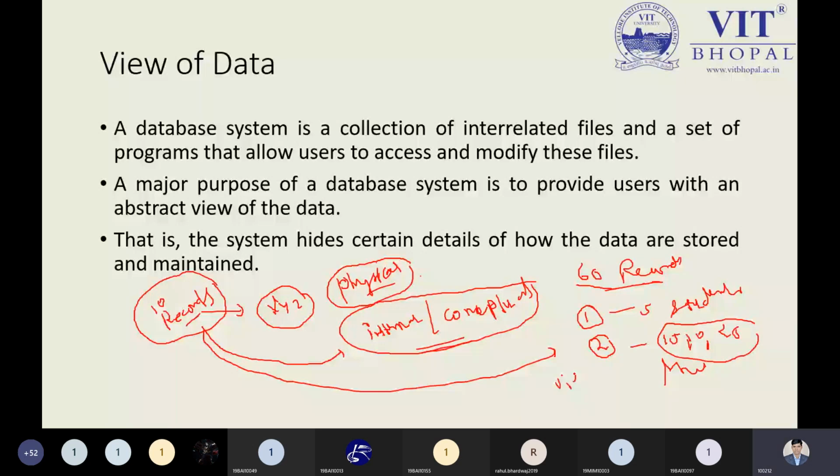So the view of the data can be represented by three different aspects, known as the physical aspect, the internal or conceptual aspect, and the view aspect, and that is the view level. You can understand this concept through data abstraction.